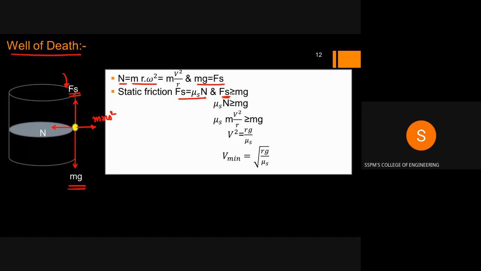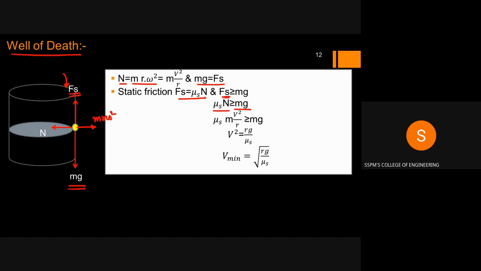Okay, so if fs is greater than or equal to mg, then and only then the rider will maintain his equilibrium, otherwise he will fall down. Okay, so fs is nothing but mu s into n, and it must be greater than or equal to mg, and n from this equation is mv square upon r.